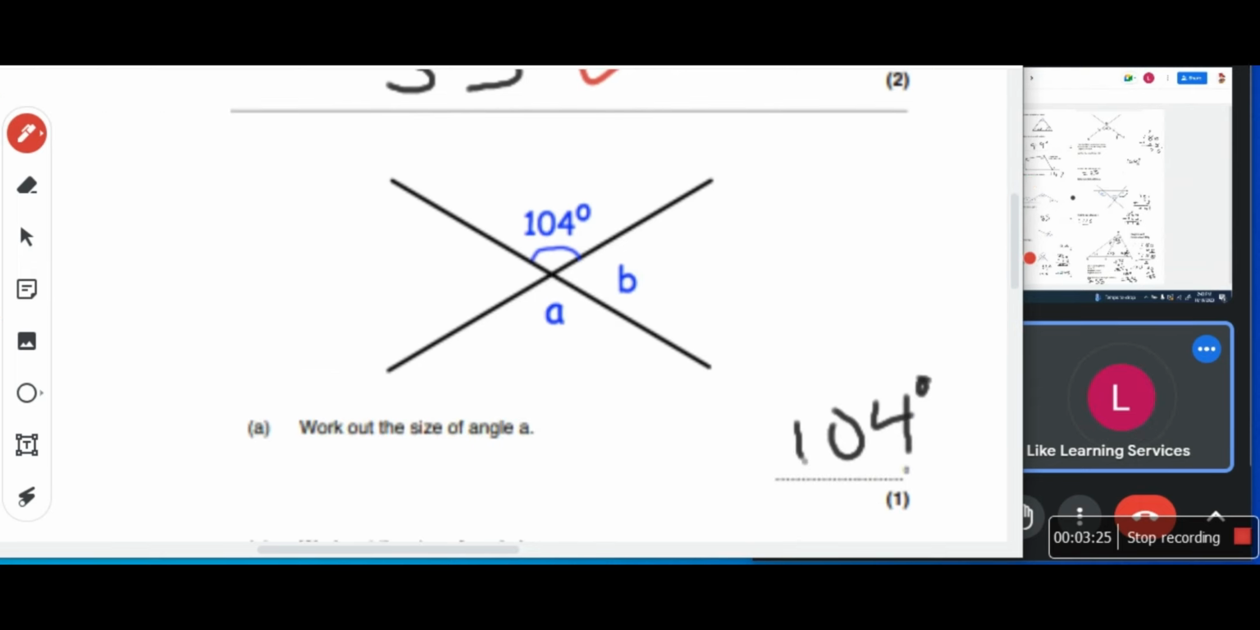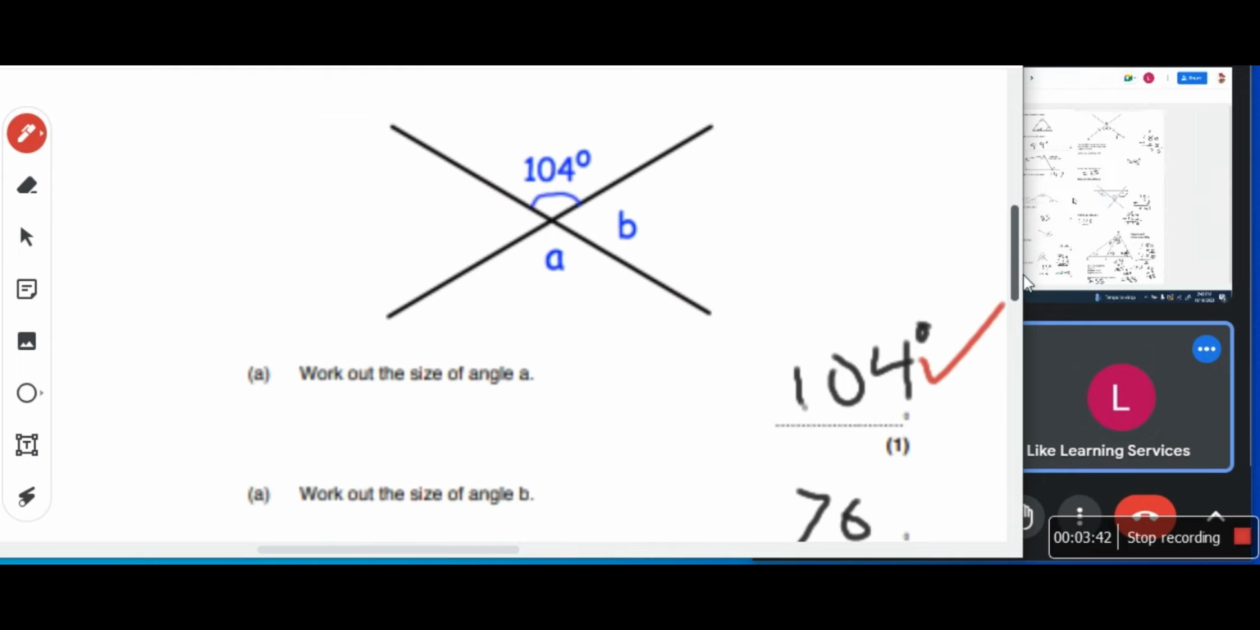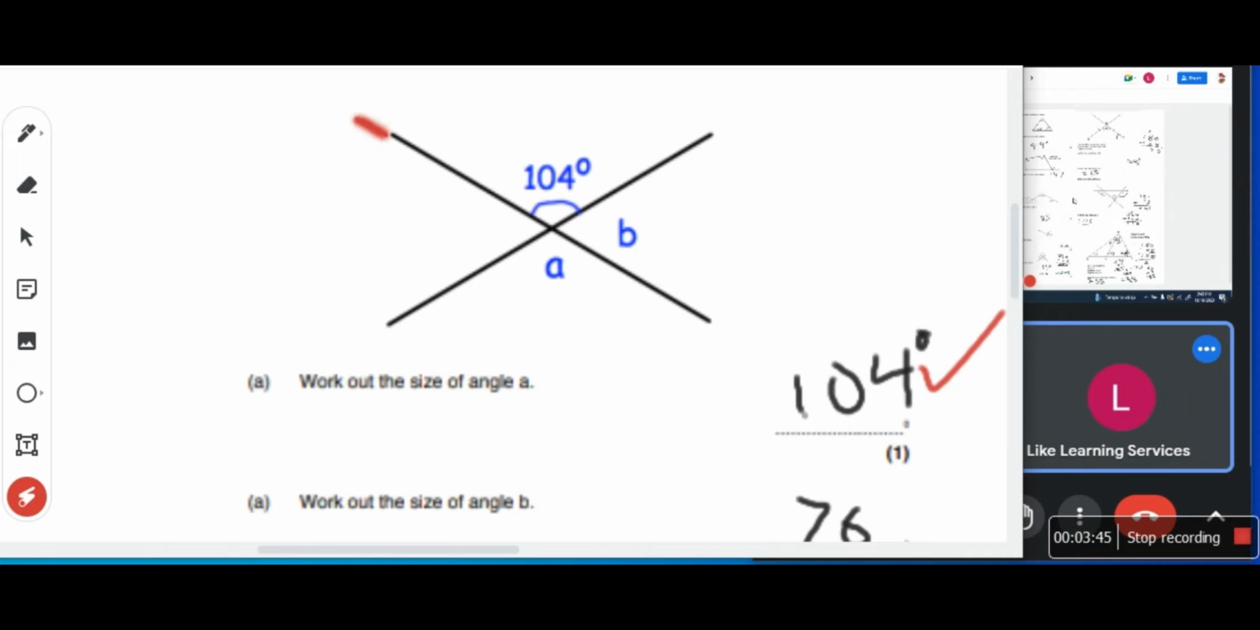Then for these are vertical opposite angles. Here must be equal to here, and here must be equal to here. So A is 104, correct. What about B? Now this is a straight line. So the whole of here and here must be 180. Or you can even say A and B. A and B is also a straight line. And sum of angles on a straight line is 180. So whatever A is, if you add B to it, it must give you 180. Or B is 180 minus 104.